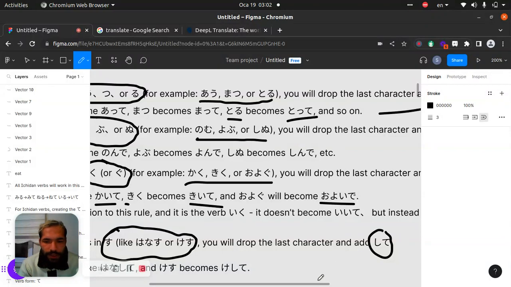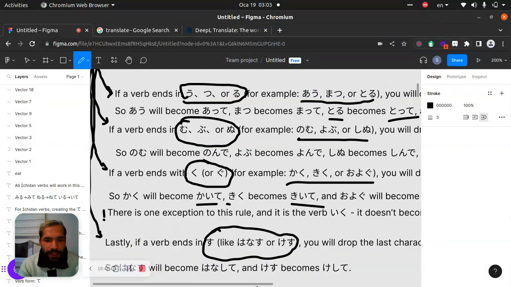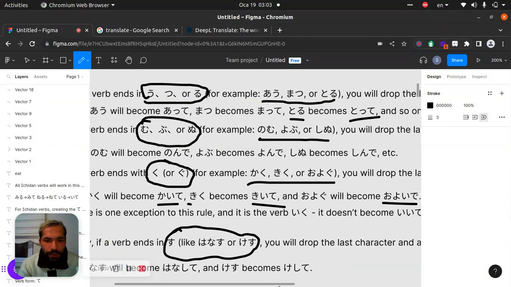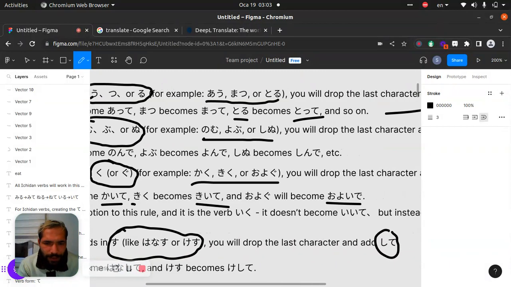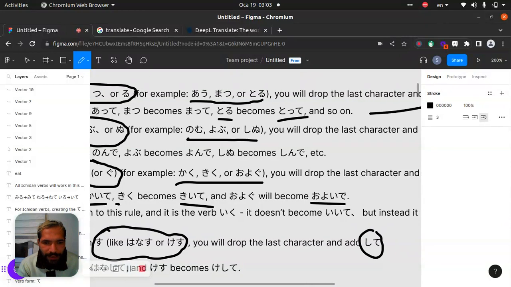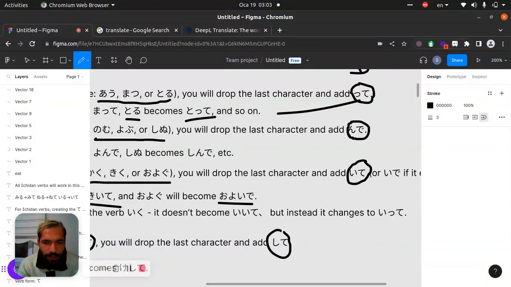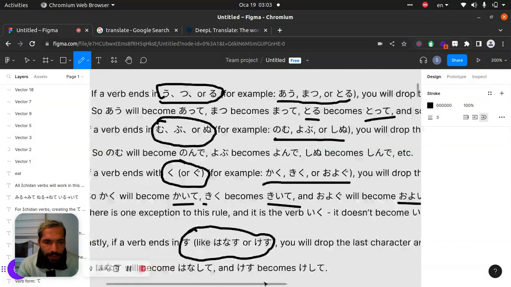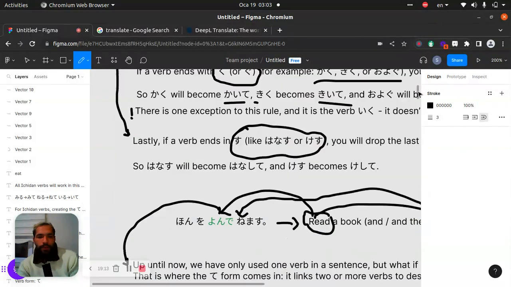So, what is the last point we learned? There is an exception to this rule, and it is the verb iku, like go. It doesn't become ite, but instead it changes to te. I don't know. Yeah, it will change like that. Lastly, a lot of things happening there.